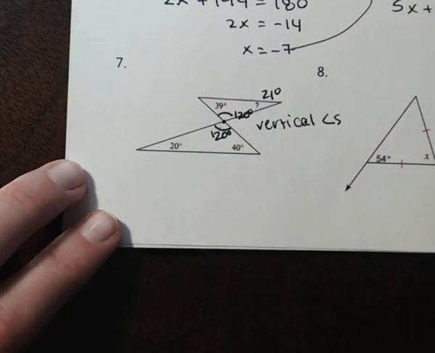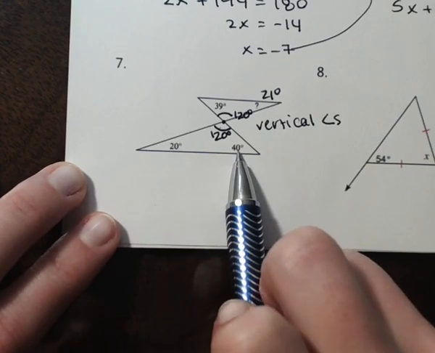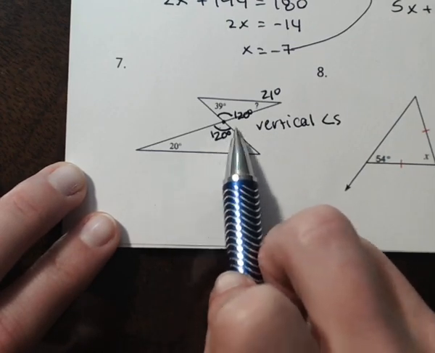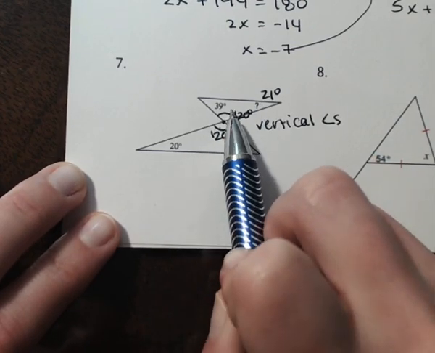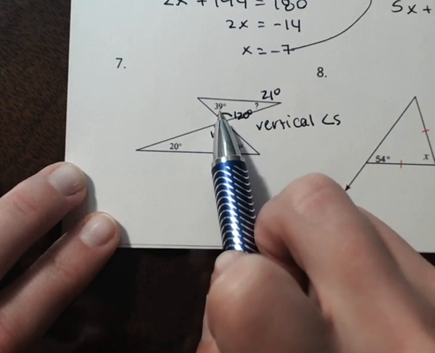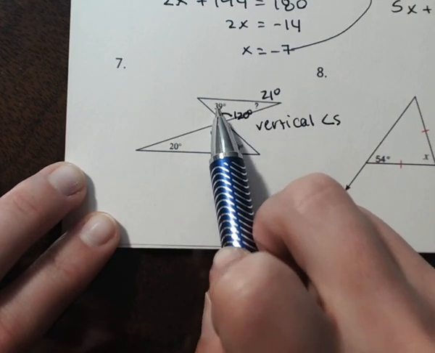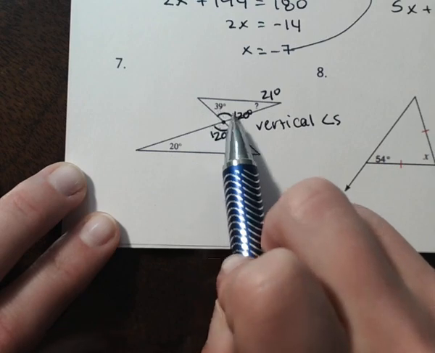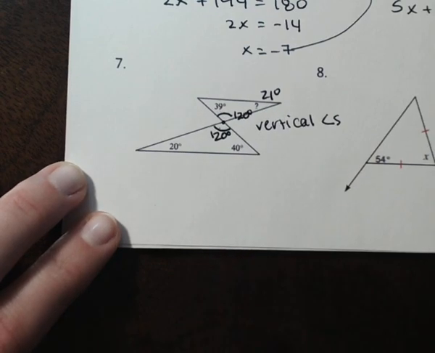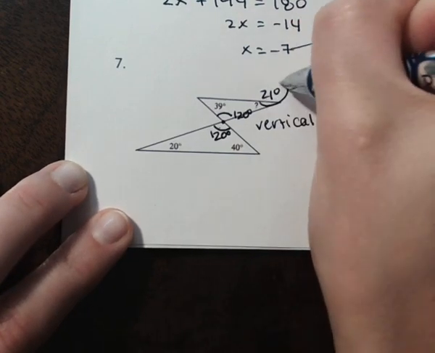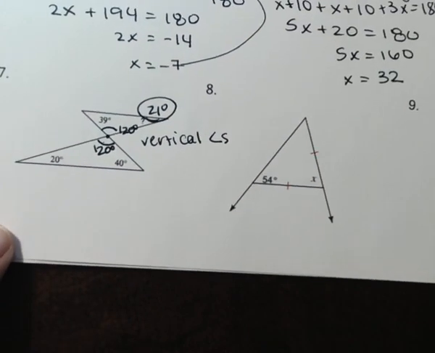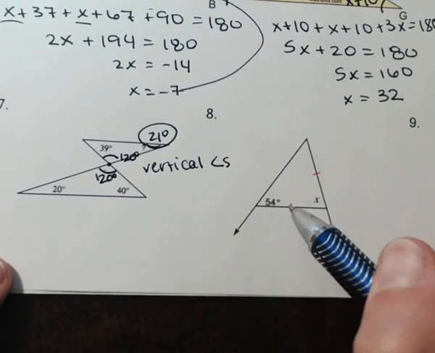So you're using the theorem twice. I did 20 plus 40 is 60. 180 minus 60 is 120. This one's 120. Then I did 120 plus 39. That's 159. 180 minus 159 gives me 21. That's your final answer.